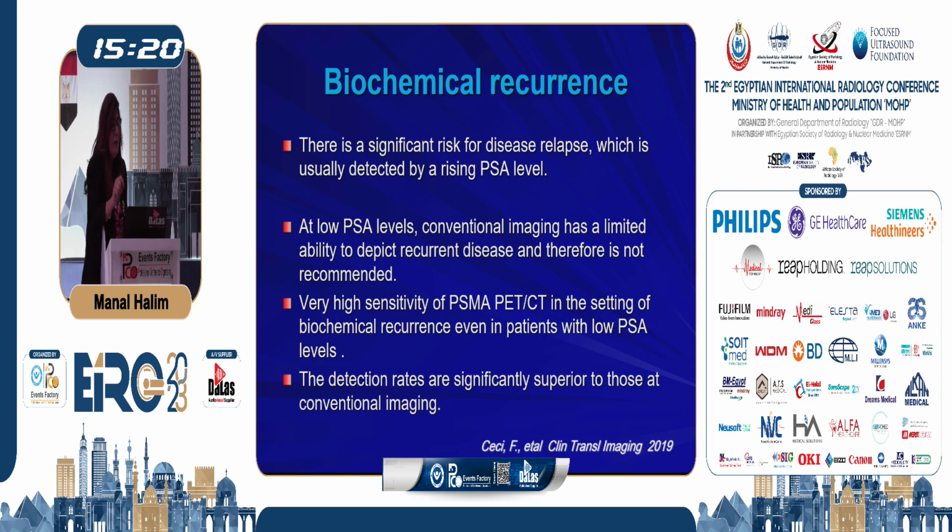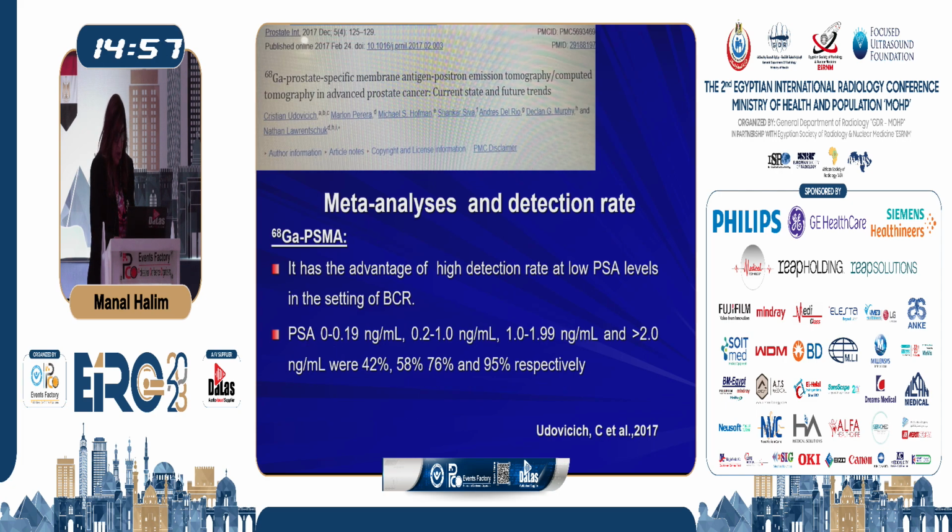There is a significant risk for disease relapse, which is usually detected by rising PSA level. At low PSA levels, conventional imaging has a limited ability to detect recurrent disease and therefore is not recommended. PSMA PET-CT has very high sensitivity in the setting of biochemical recurrence, even in patients with low PSA levels. Detection rates are significantly superior to those of conventional imaging.